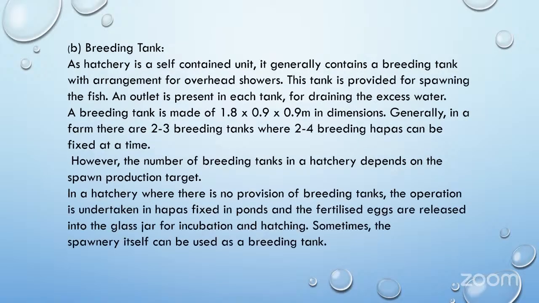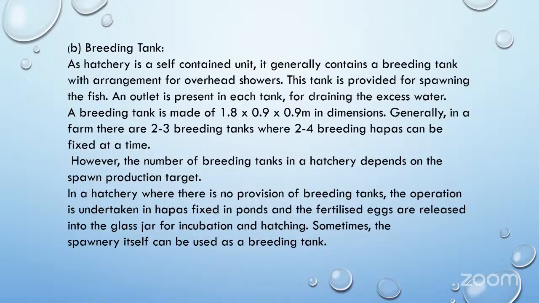The next one is the breeding tank. As a hatchery is a self-contained unit, it generally contains a breeding tank with arrangement for overhead showers. This tank is provided for spawning the fish. An outlet is present in each tank for draining the excess water.